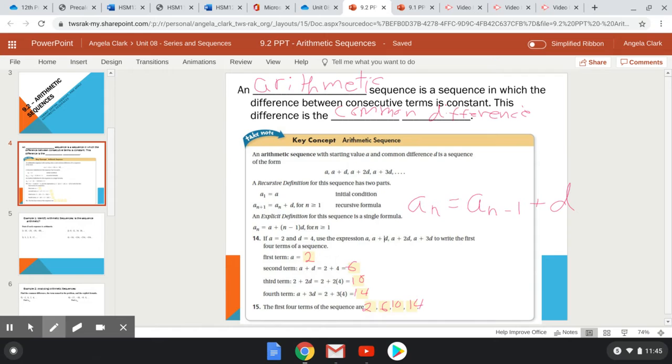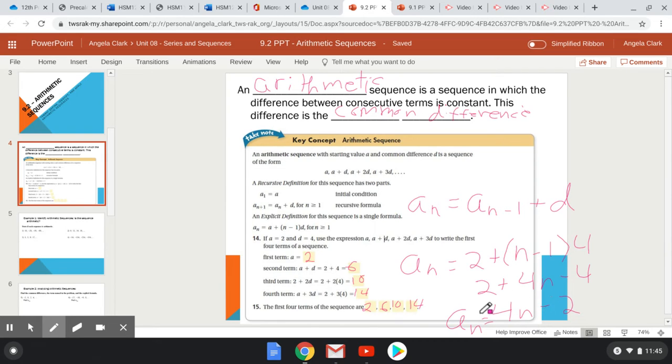If we wanted to write out our explicit formula, that would be a n equals 2 plus n minus 1 times 4. So we can actually simplify this, right? We can distribute the 4. So we get 2 plus 4n minus 4, which is 4n minus 2. So this is the simplified version. This is exactly the same thing.